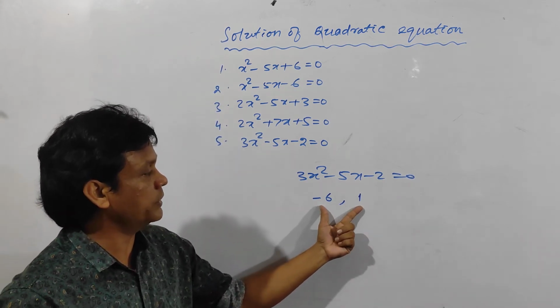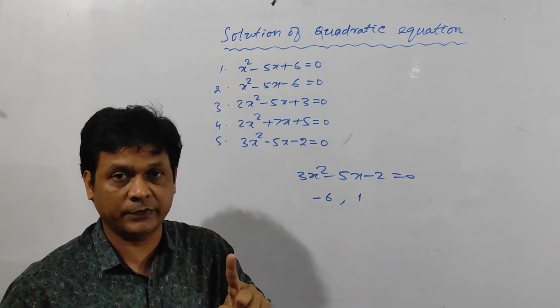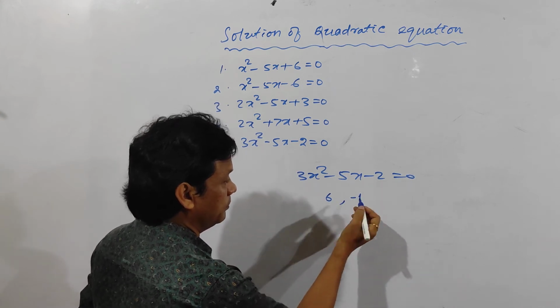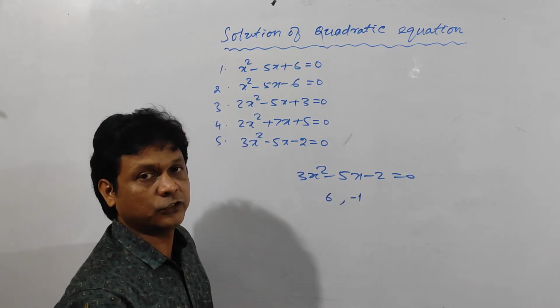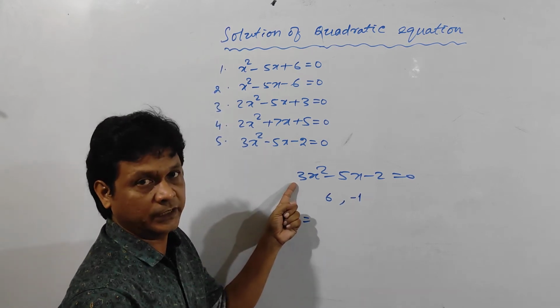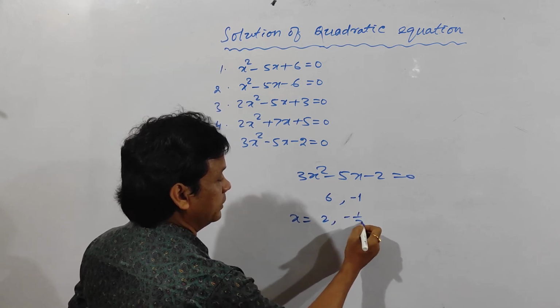Here see the sum is minus 5 and the product is minus 6. I have told you the first step is change the sign. So this will become plus, this will become minus. Then divide the coefficient of x square. So divide the coefficient of x square means you should divide 3. So 6 by 3 it is equal to 2 and minus 1 by 3. So these are the two solutions.